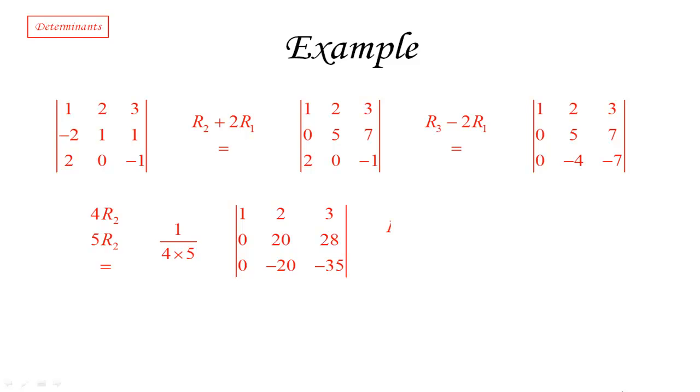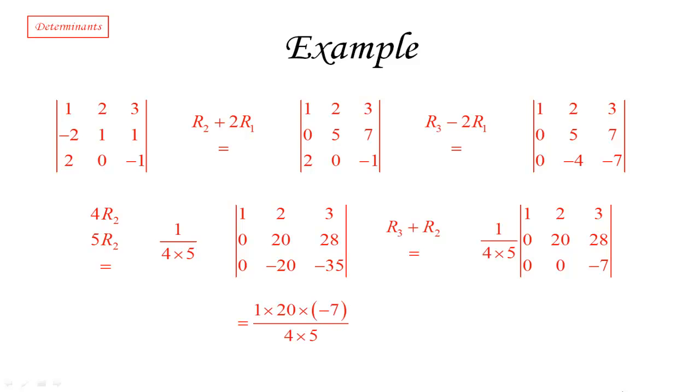Okay. And finally, the last row operation again is an operation that doesn't really do anything, and so now I end up with the same 1 divided by 4 times 5, and now I've got my row echelon form. No need to do anything else with the matrix. All I have to do is multiply the elements on the diagonal. So I end up with 1 times 20 times -7 divided by 4 times 5.